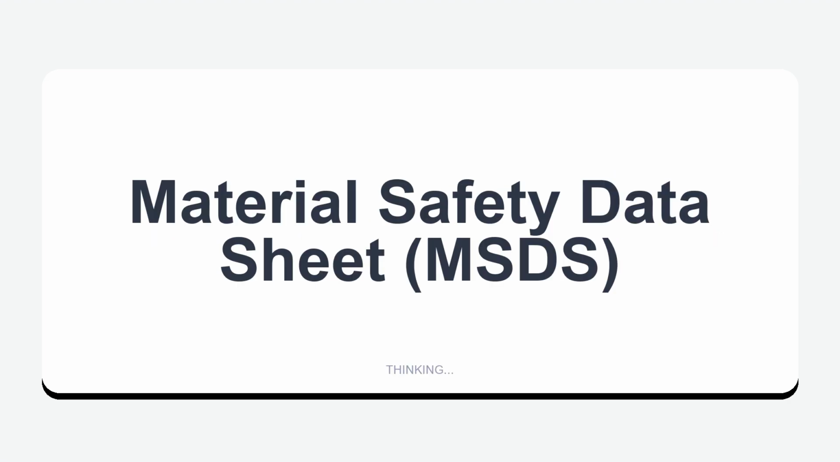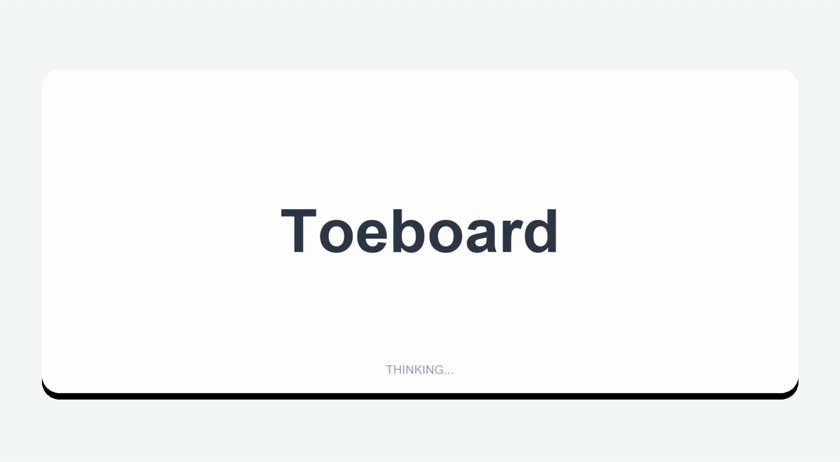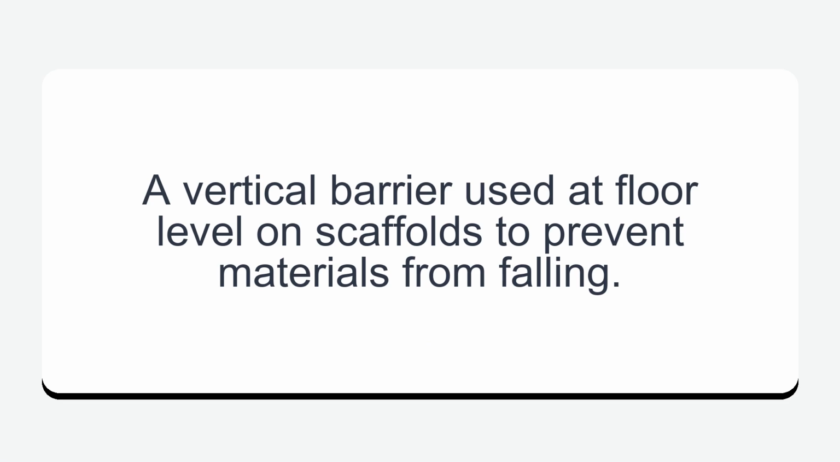Material Safety Data Sheet, MSDS: refer to the MSDS to learn about how to handle hazardous substances. Toeboard: a vertical barrier used at floor level on scaffolds to prevent materials from falling.